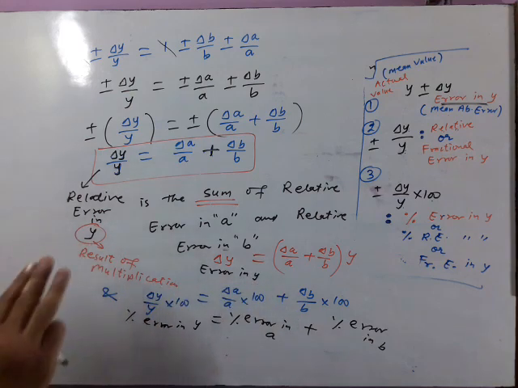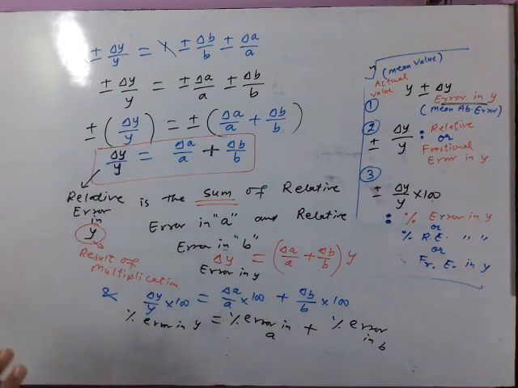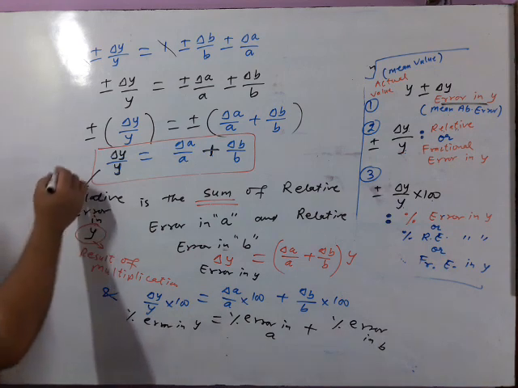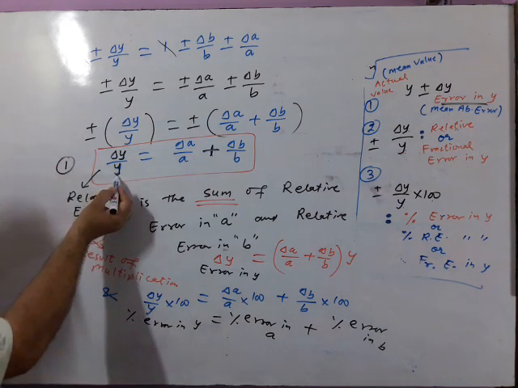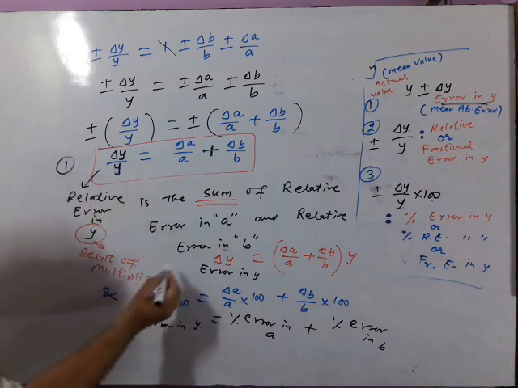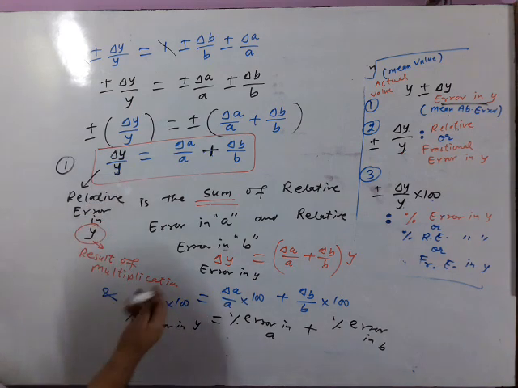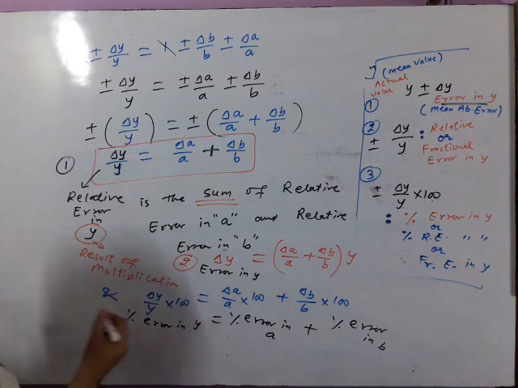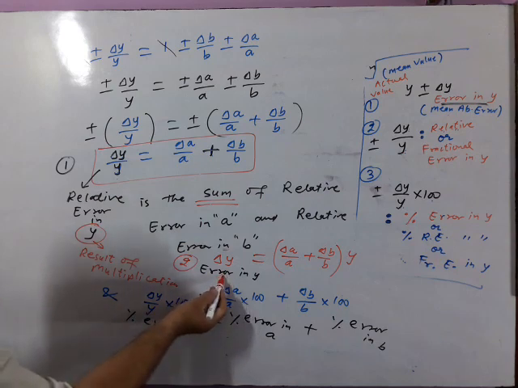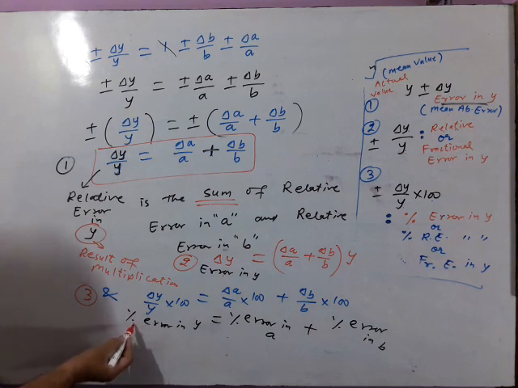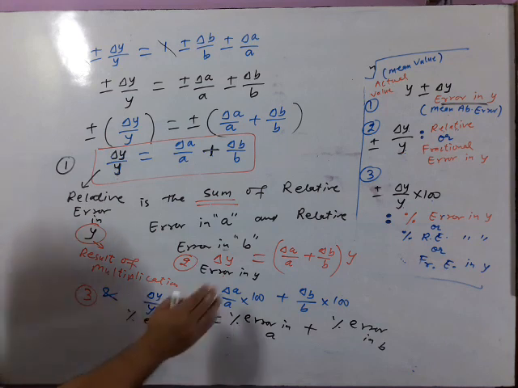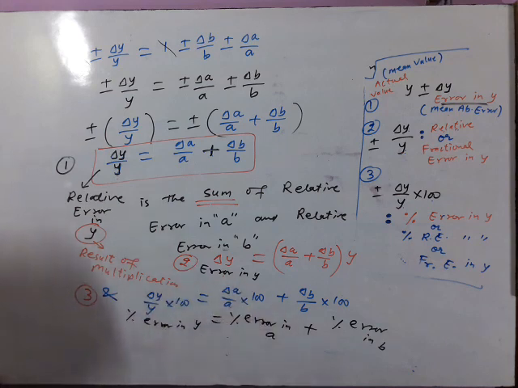See, three topics, three numericals, three things are covered. One is relative error in y, how will you derive it? Second is this: how will you find error in y when two numbers are multiplied? And third is this: how will you find percentage error in y when A and B are multiplied? Two numbers. Breathe in. See one example of this.